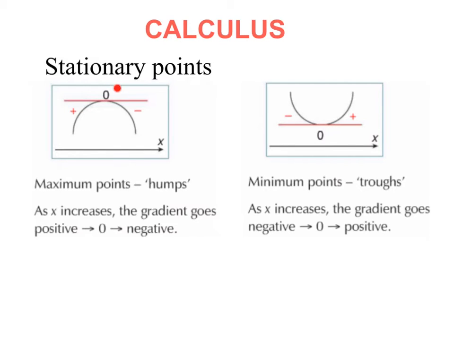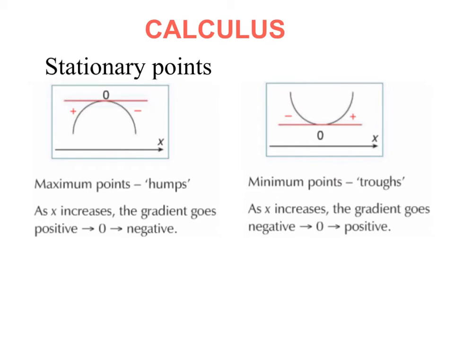And then as it continues past the maximum point, continuing on towards the positive part of the x-axis, it would then end up having a negative gradient, so a downhill slope. So we have a positive gradient, then we have a flat line, so we have no gradient, a slope of 0, and then we have a negative gradient.